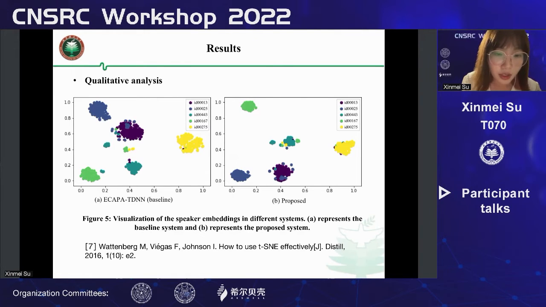We also conduct a qualitative analysis. On the left is the baseline system's clusters, and on the right is our proposed system's. You can see that in this picture, our proposed system can better compact intra-speaker samples and separate inter-speaker samples, so our system is more effective.